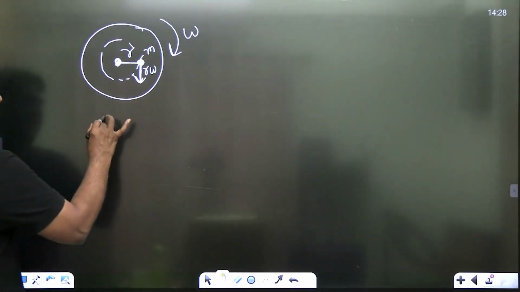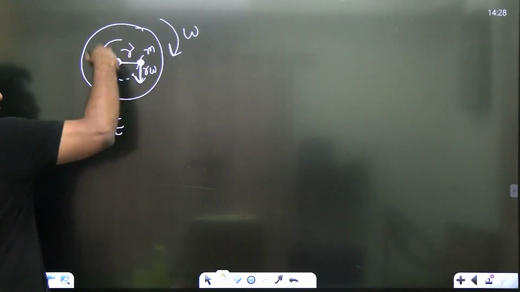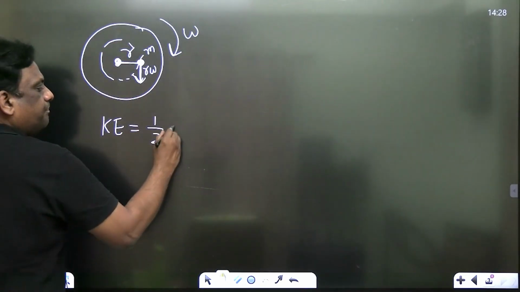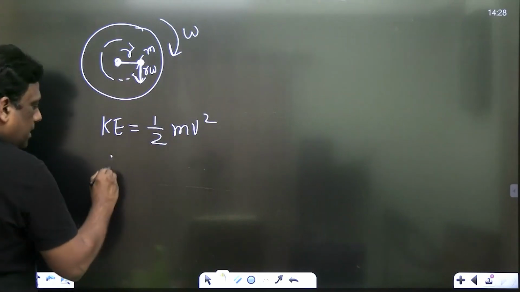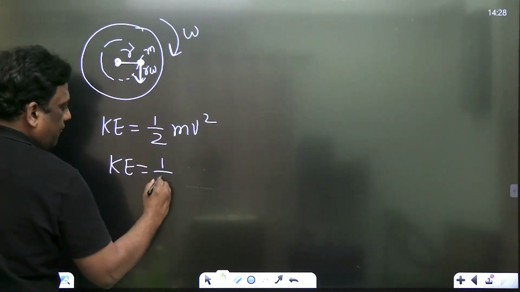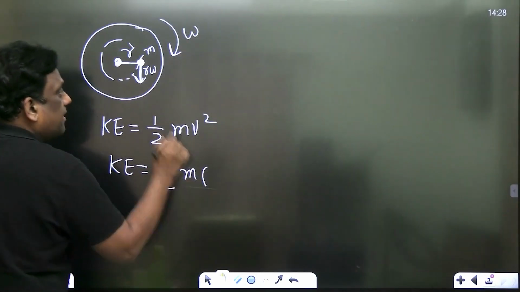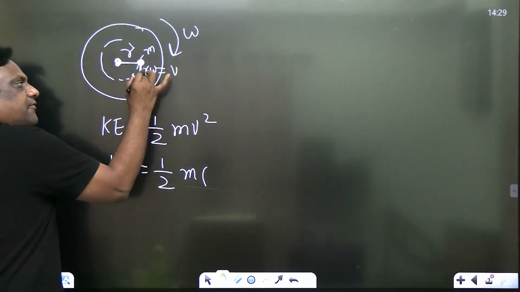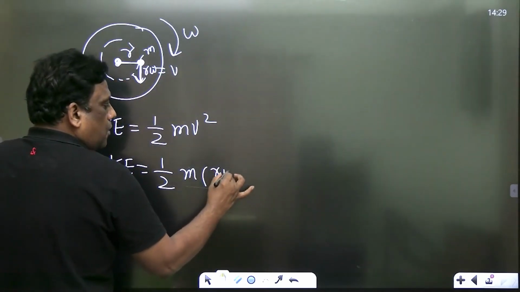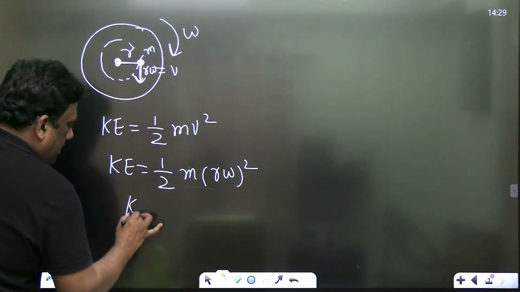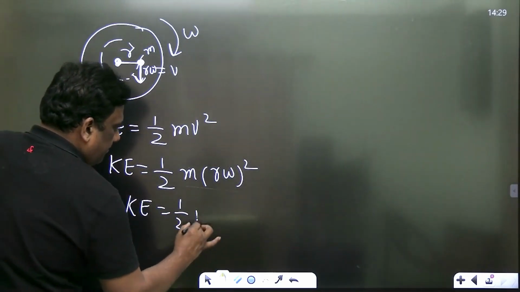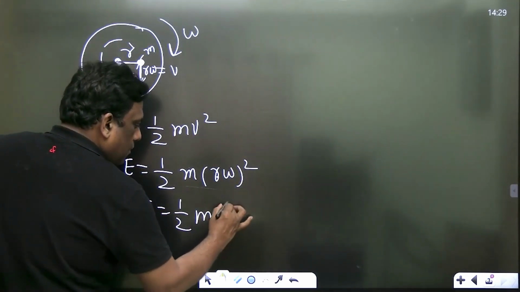I want the kinetic energy of that mass. It is rotating. So what is kinetic energy? Half m v square. Very good. So kinetic energy is equal to half m. What is v square? V is the velocity, v is equal to r omega. So r omega whole square. Therefore kinetic energy is equal to half m r square omega square.